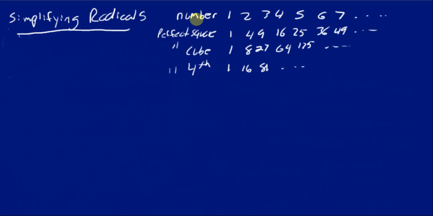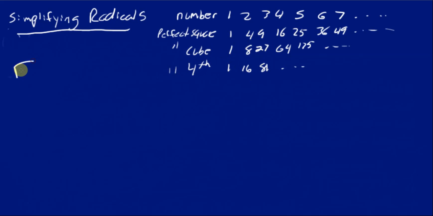Before I do that, you remember this that we did up to 15. You have your numbers 1, 2, 3, 4, 5, 6, 7, keep going up. Our perfect squares, so 1 squared is 1, 2 squared is 4, 3 squared is 9, so forth and so forth. Perfect cubes, 1 cubed is 1, 2 cubed is 8, 3 cubed is 27, so forth and so on. And our perfect fourths, 2 to the 4th is 16, 3 to the 4th is 81. So these numbers you should have memorized before. If they're gone, try and get them back.